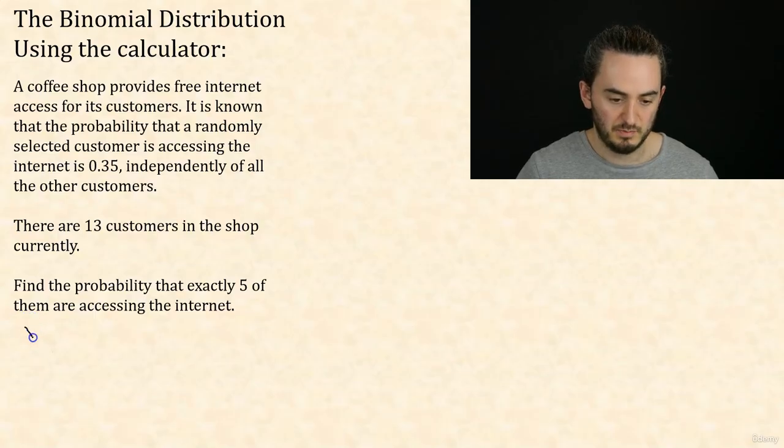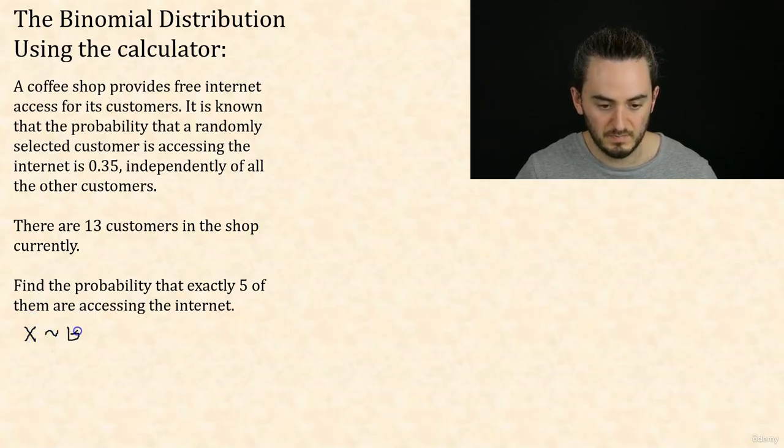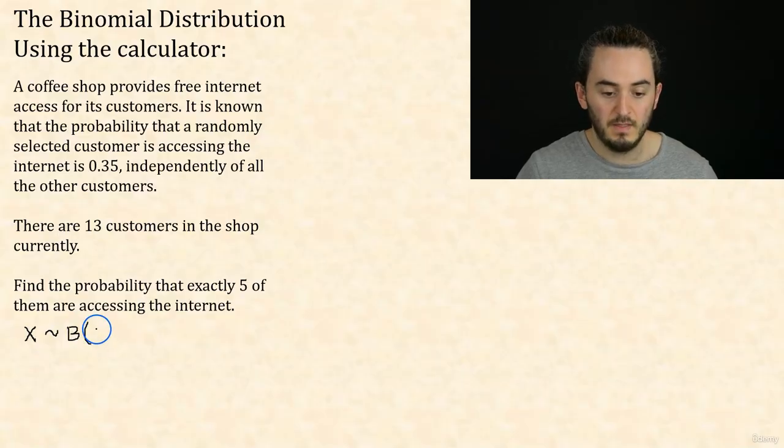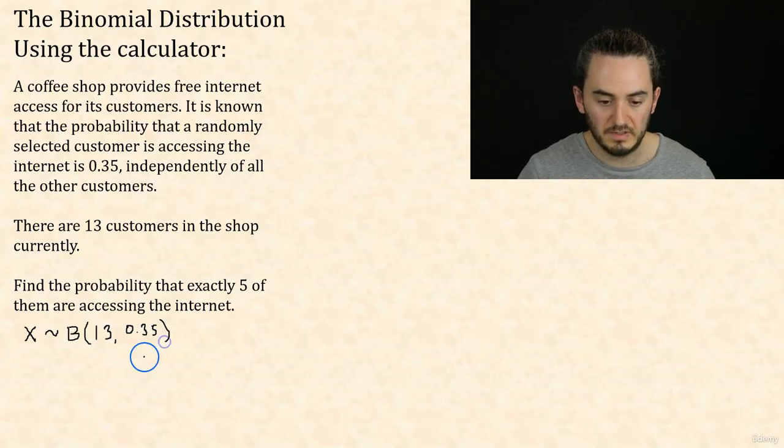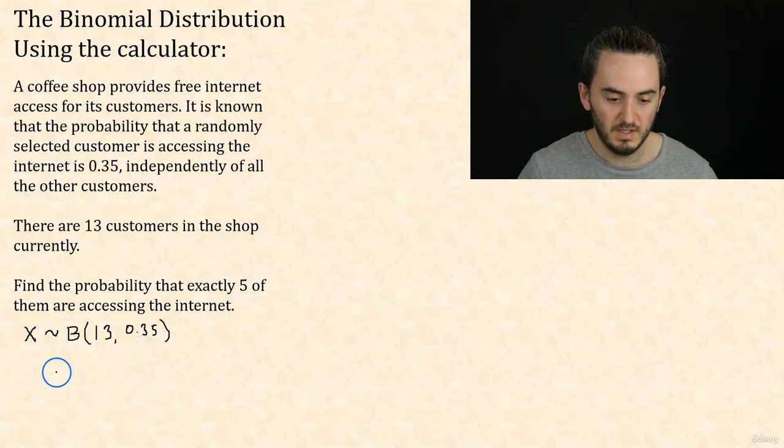Okay, so here's my distribution. So the number who are accessing the internet has a binomial distribution. There are 13 customers in the shop, and the probability that each one of them is using the internet is 0.35, independently of all the others. So the condition of independence is met. And we're looking for the probability that exactly 5 of them are using the internet.